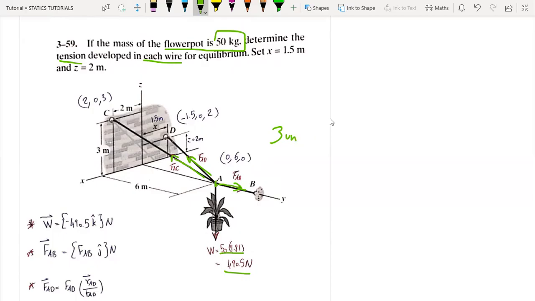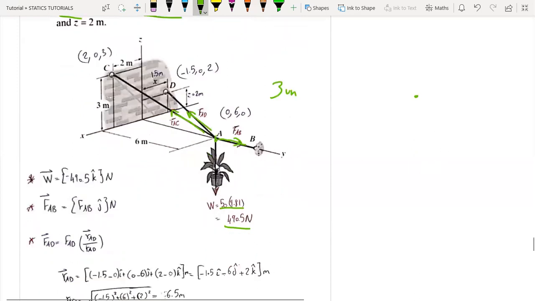But later on in chapter 5, when we are dealing with the equilibrium of a rigid body, we have 6 equations of equilibrium. But now we are dealing with the equilibrium of a particle, a point, so we don't have the moment equations. Anyway, here is the weight. It will be minus k hat because the z-axis direction is positive upwards. And regarding the tension in cable AB, it is in the y-axis direction, and it is positive, so j hat, in newtons.